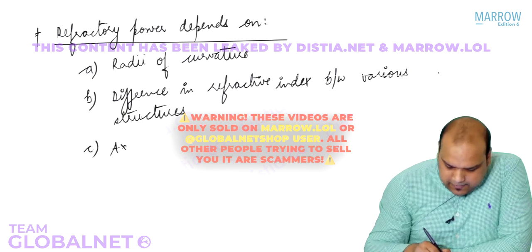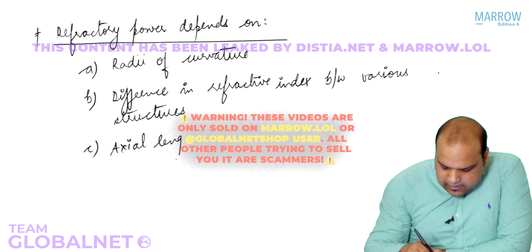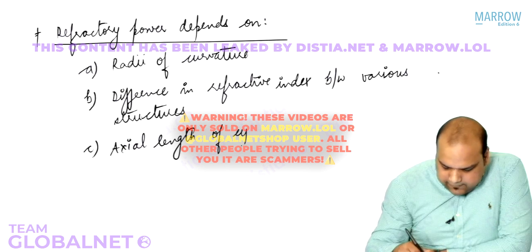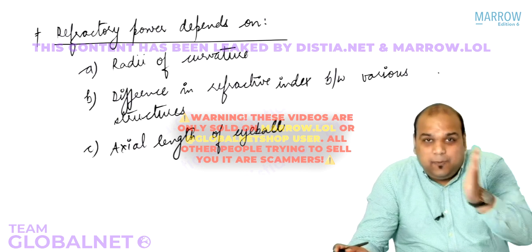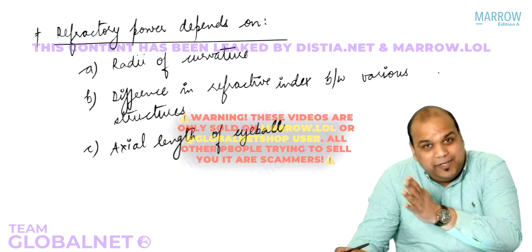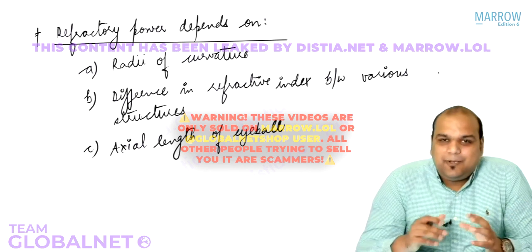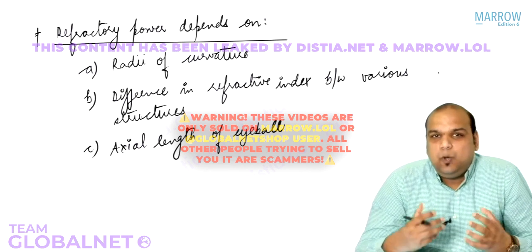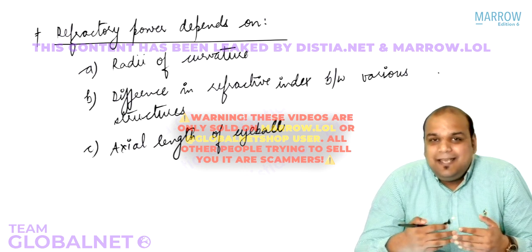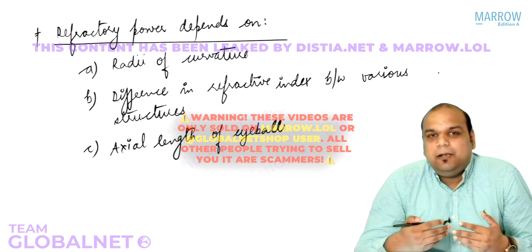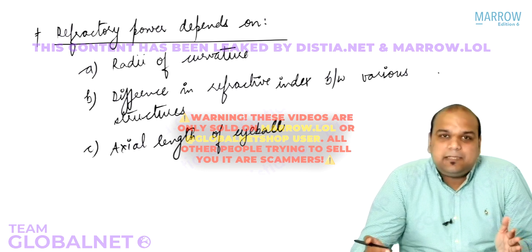And thirdly, it depends on the axial length of eyeball. Axial length of eyeball. Anteroposterior diameter of 24 mm. Okay. So based on Listing's reduced eye, we know that a lot of factors apart from the simple power of the cornea and the power of the lens can lead to some changes in the normal power of the eye. I hope I'm absolutely clear here, everybody.